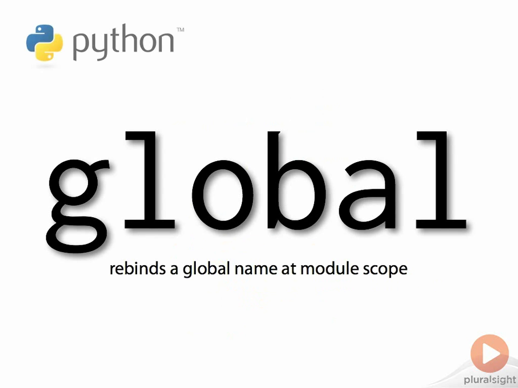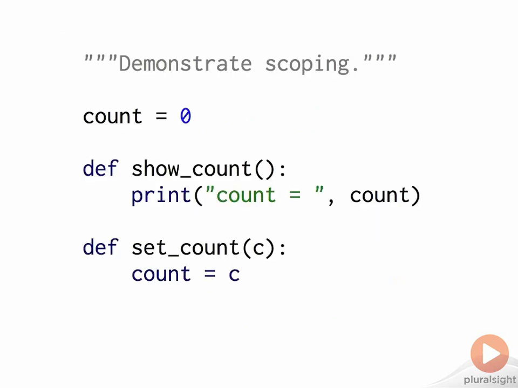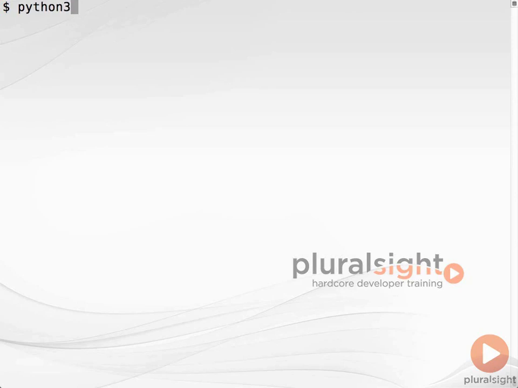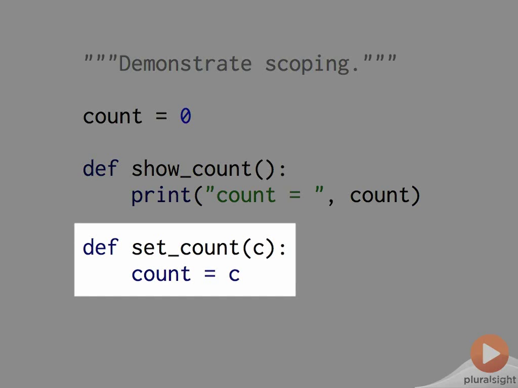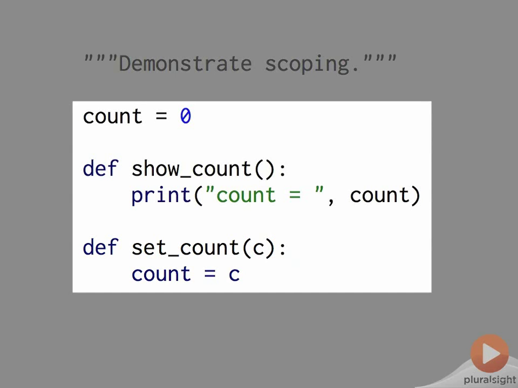Very occasionally, we need to rebind a global name, at module scope, from within a function. Consider the following simple module. If we save this module in scopes.py, we can import it into the REPL for experimentation. When showCount is called, Python looks up the count name in the local namespace, L, doesn't find it, so looks in the next most outer namespace, in this case the global module namespace, G, where it finds the name count and prints the referred to object.